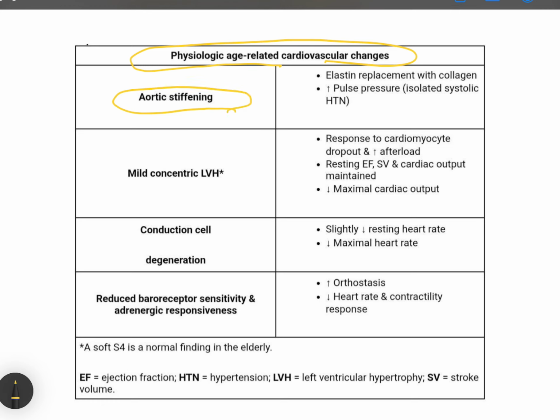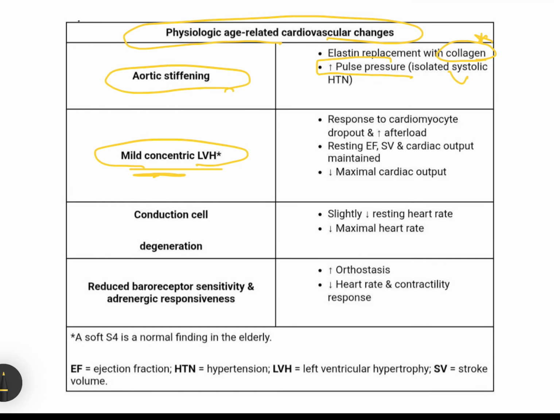In aortic stiffening, the elastin is replaced with collagen. There is a pulse pressure increase due to isolated systolic hypertension. There is a mild concentric left ventricular hypertrophy in response to cardiomyocytes, and they have resting AF, SV and cardiac output, and the maximum cardiac output will be decreased. Conduction cells undergo degradation.